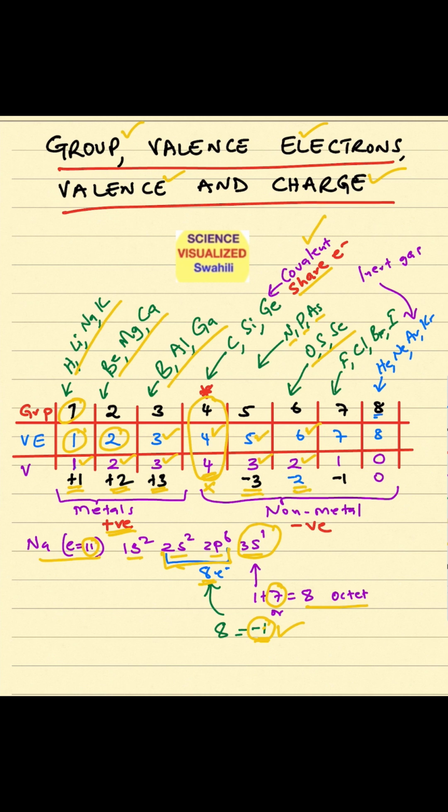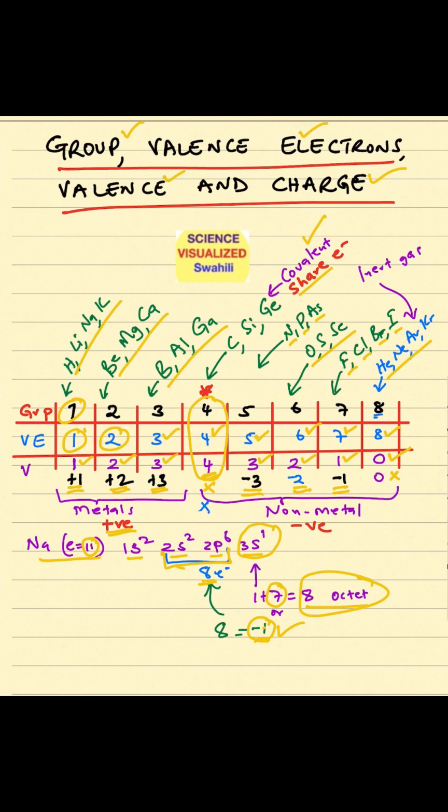Group 7, fluorine, chlorine, bromine, and iodine, has 7 valence electrons, and therefore it's missing only 1 more electron to make 8, so it will make 1 bond, and you end up with a charge of minus 1. And then the last group, inert gases, helium, neon, argon, and krypton, has 8 valence electrons. And because that's already satisfied, it satisfies the octet rule, then you don't need to make any bonds, so they generally don't react and they don't have any charge.